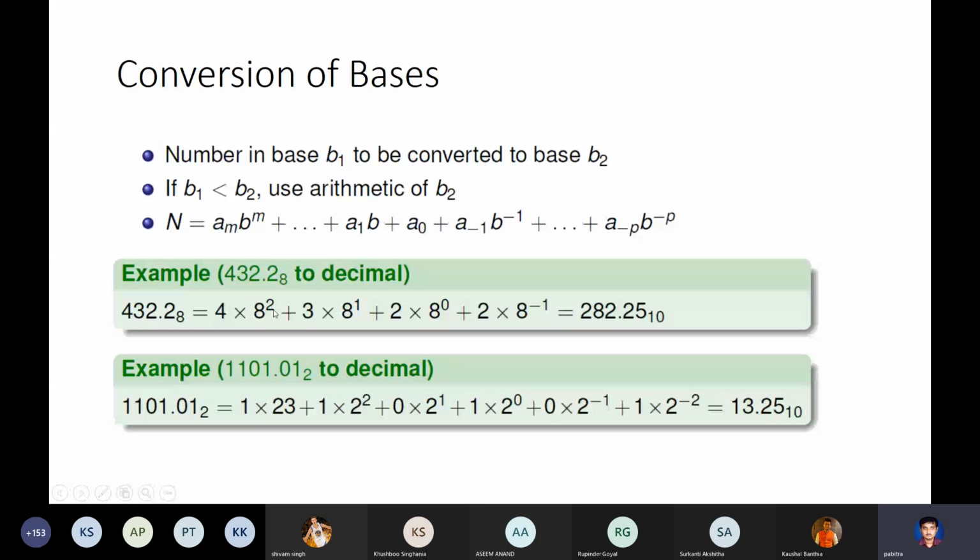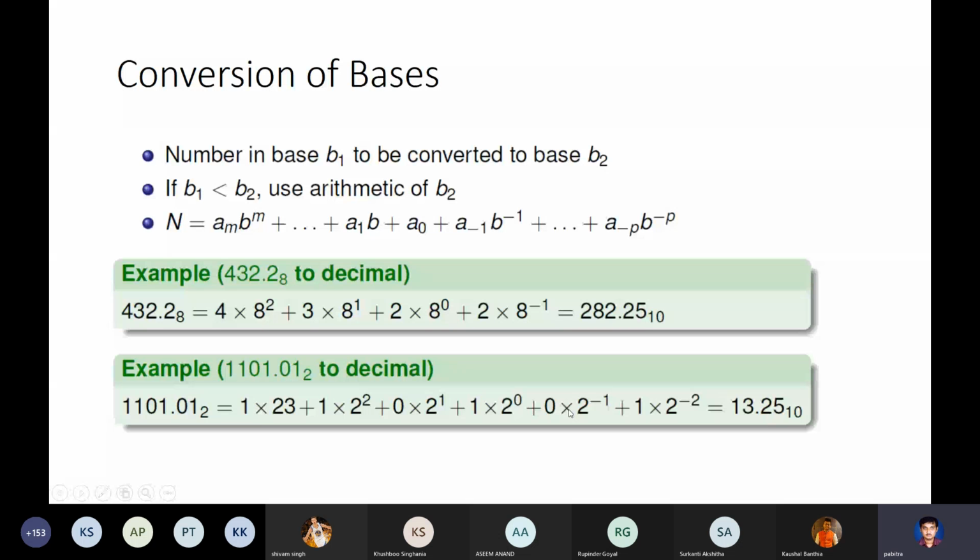So this is 2 cube plus 1 into 2 square, 0 into 2 to the power 1, 1 into 2 to the power 0, then 1 into 2 to the power minus 1, and 1 into 2 to the power minus 2. So you see these weights are now decimal weights. We are treating them as decimal values, and these digits also we are treating as decimal values. So you just do decimal arithmetic. If B1 is less than B2, you just use the arithmetic of B2. Let's take the converse case.